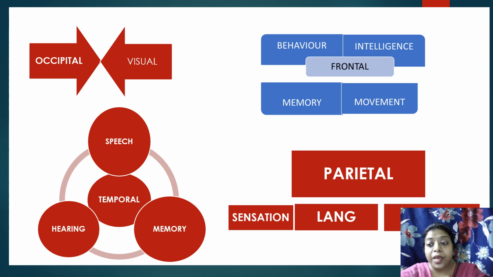The frontal lobe gives the intelligence. It channels the behavior of a person. The memory retentivity or the memory power comes from this frontal lobe. And finally, the movements. If you and I can move and alter our locomotion, that is because of the frontal lobes. The next one will be the parietal. The parietal helps in sensation and in understanding the language.